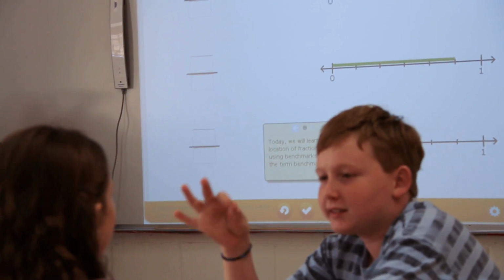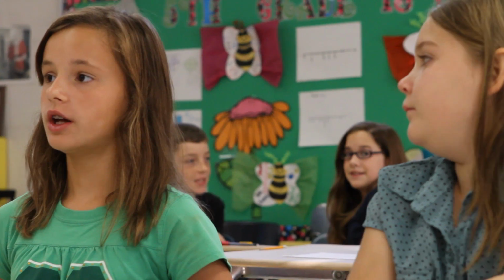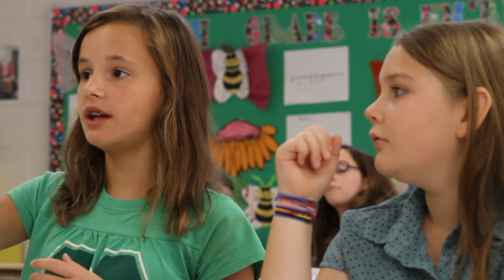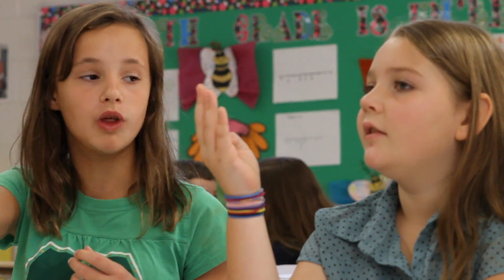So they would all be the same denominator but different numerators. And how they're different is that different numerators make different fractions. No, look, 5/6 is closest to 1 because you have 5 out of 6, and you only need one more to make a whole. 3/6. Yeah, and then 1/6 is closest to 0.